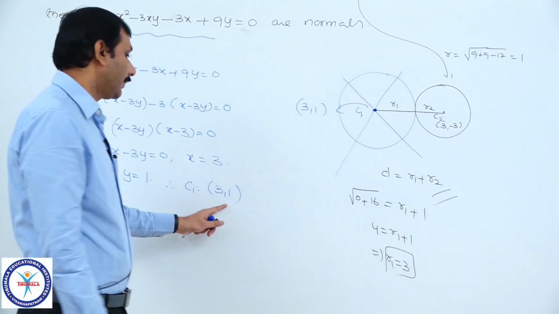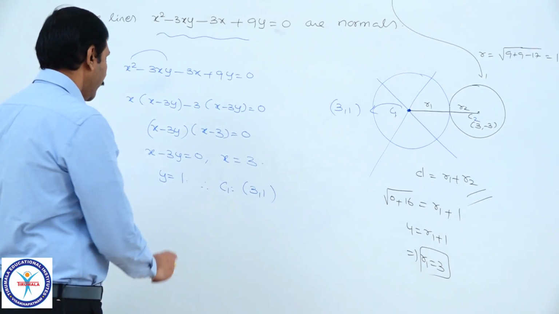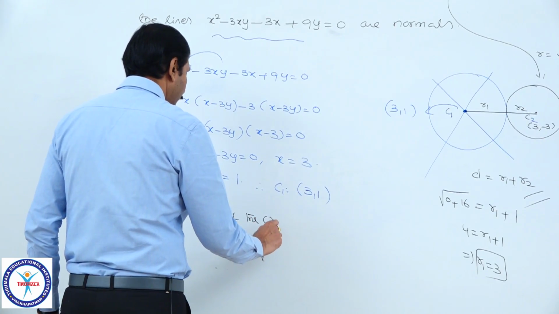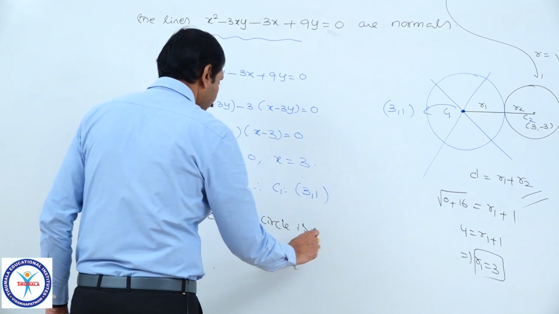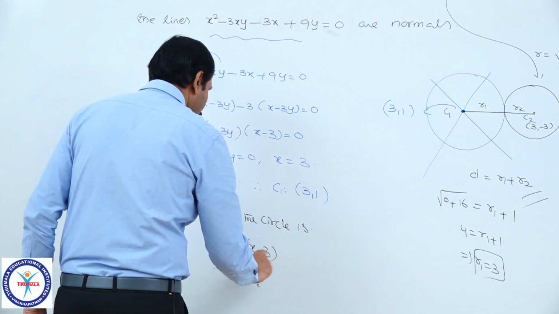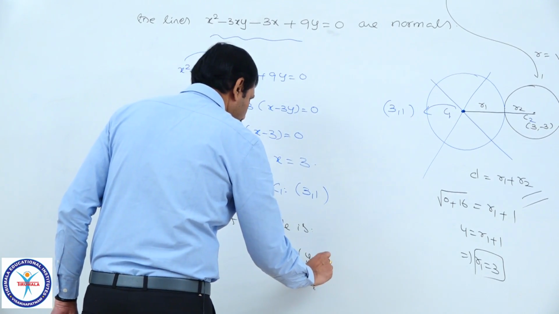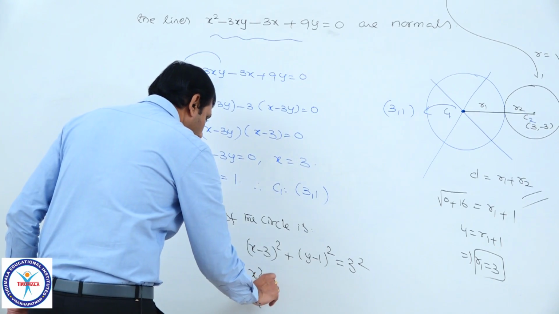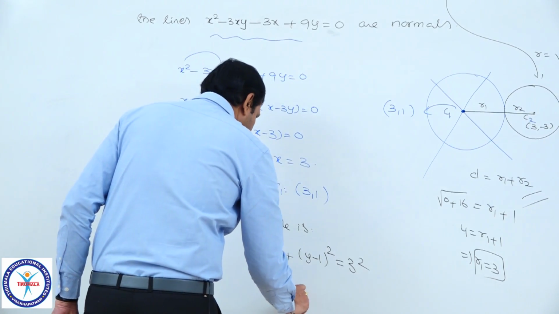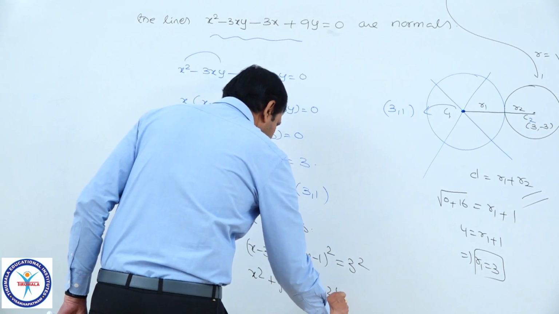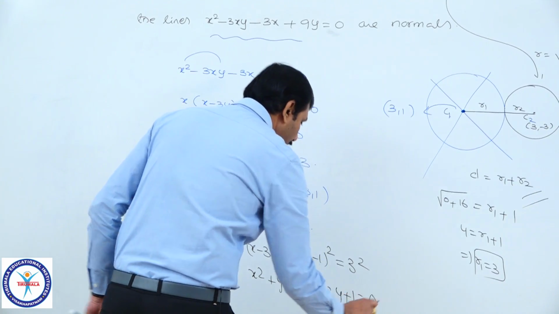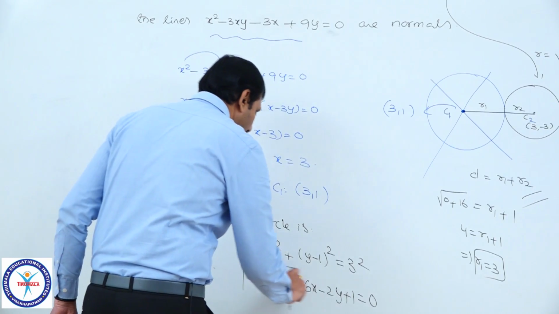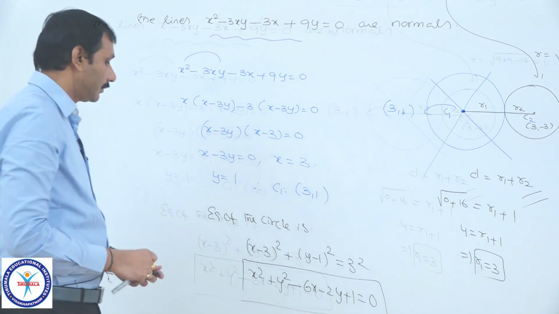Now, we know the center of the circle and the radius. Therefore, the equation of the circle is x minus 3 whole square plus y minus 1 whole square is equal to 3 square, or x square plus y square minus 6x minus 2y plus 1 equal to 0. The 3 square will get cancelled. This is the equation of the required circle.